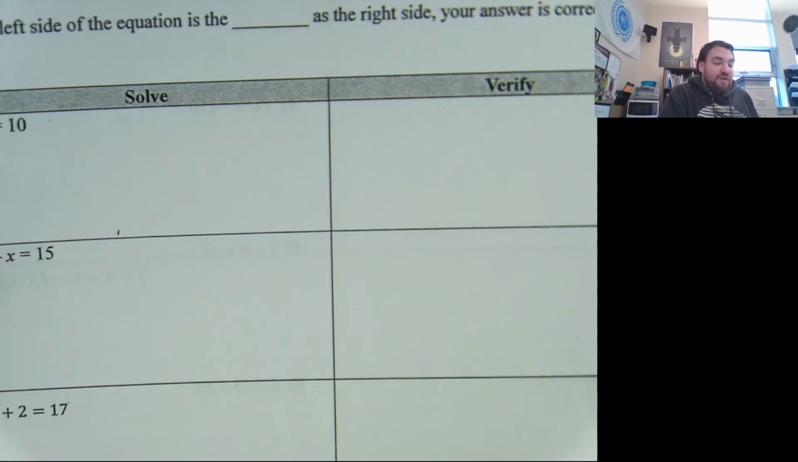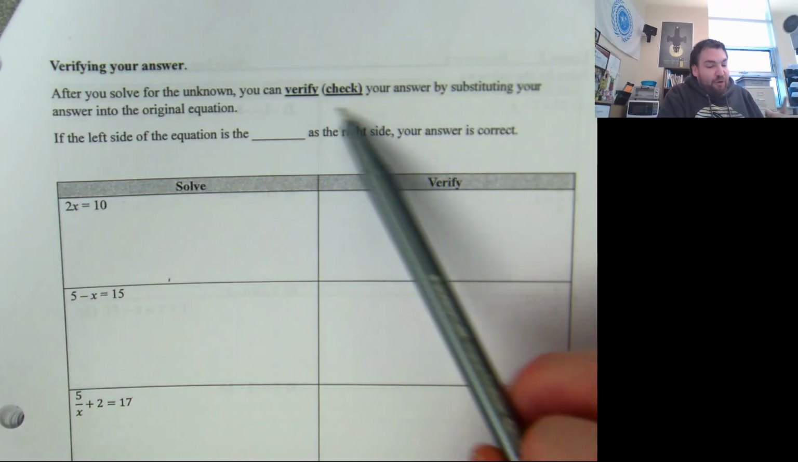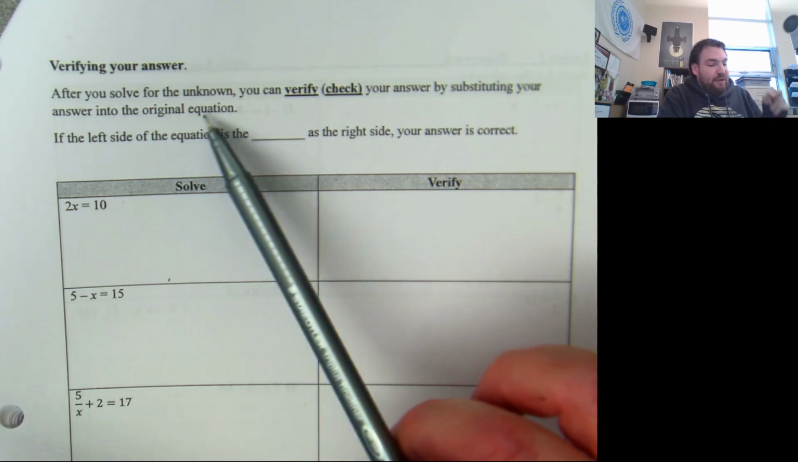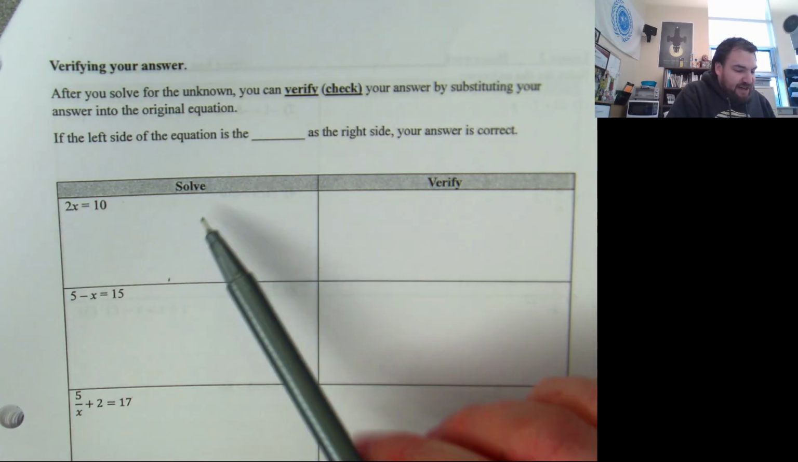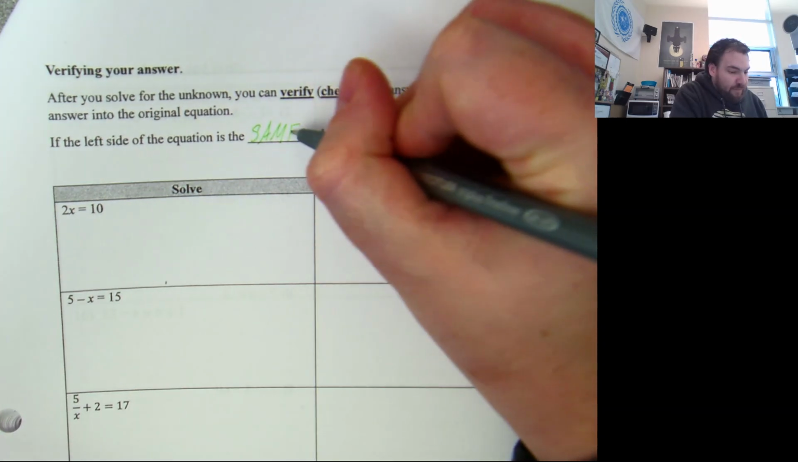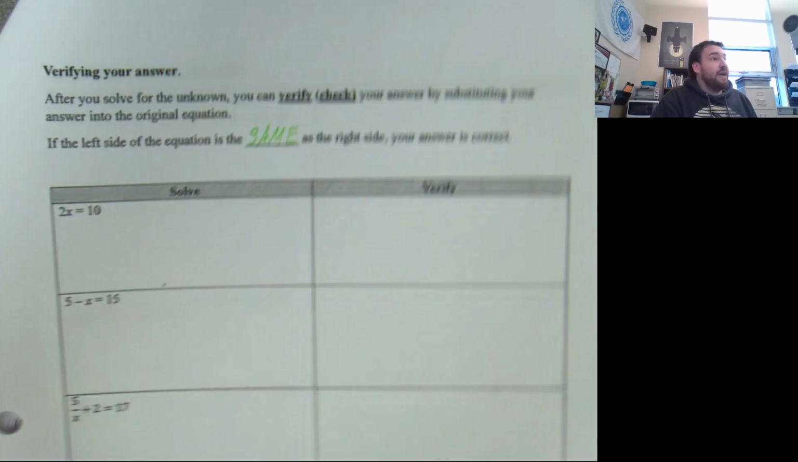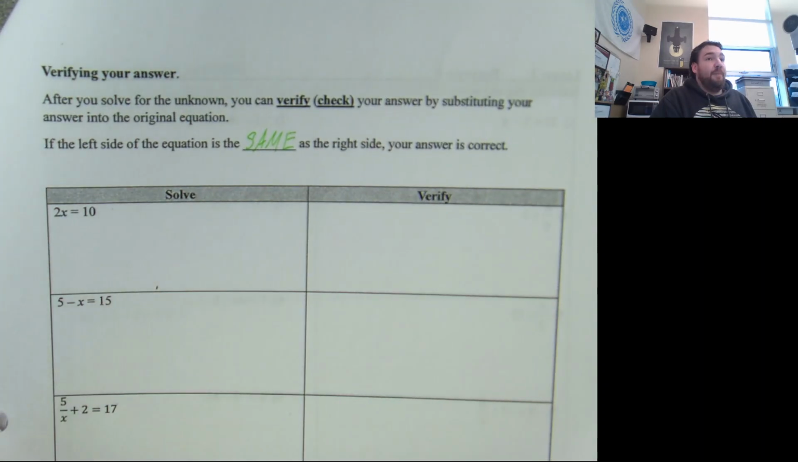It says, after you solve the unknown, we've been doing this already since the first lesson. You can verify your answer by substituting your answer into the original equation. If the left side of the equation is the same as the right side, your answer is correct. I've been demonstrating this repeatedly since the first lesson. So I'm not going to demonstrate it again. I figure the best use of our time here is for me to get you to start working. Miss S, Angat, and myself can then help and float.